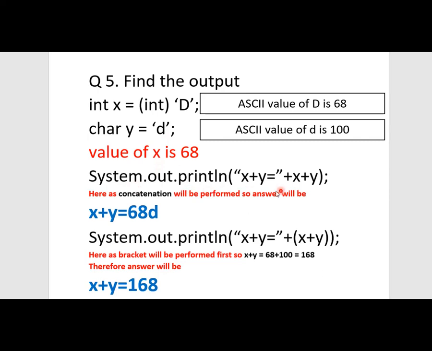Now come to the expression x plus y equal to, plus x plus y. There is no bracket, so purely concatenation will be done. So x plus y equal to 68d. As there is a bracket present in the second expression, first addition will be performed. So 68 plus 100 equal to 168. So the output is x plus y equal to 168.